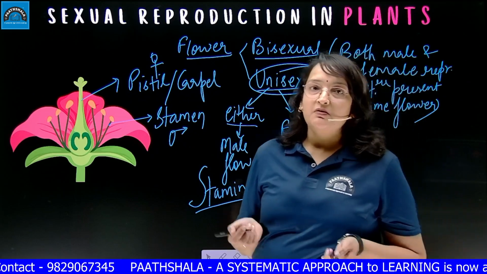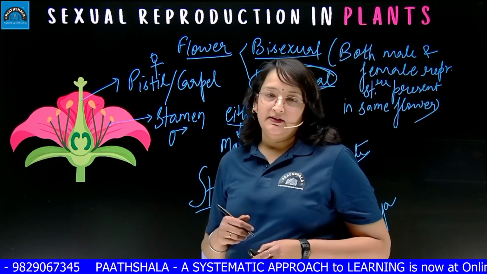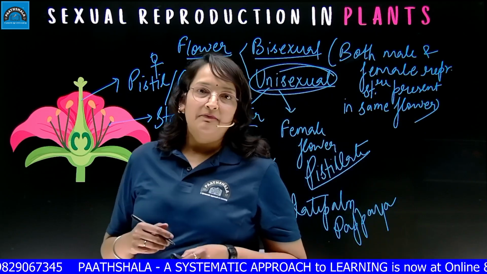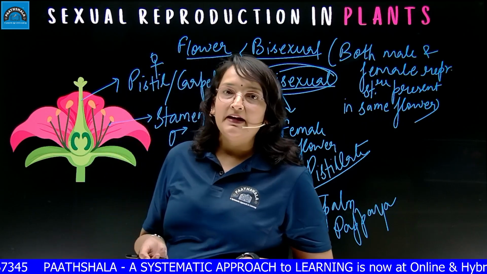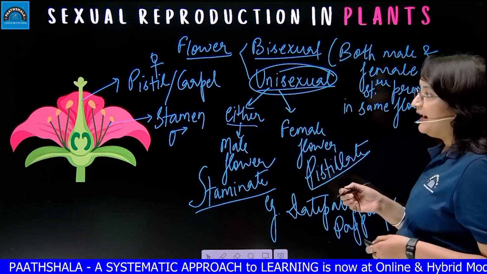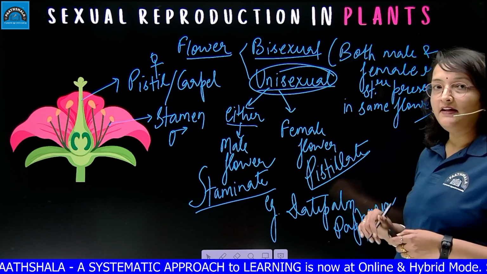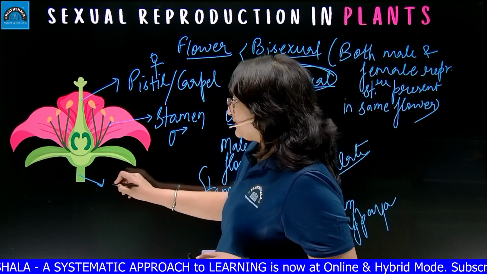In bisexual, both male and female reproductive parts are present. In unisexual, the male part is present in the staminate flowers only. The female part is present only in the pistillate flowers, right? So we have this structure of flower and we have the different parts of the flower. Let's see again. This stalk is called pedicel.